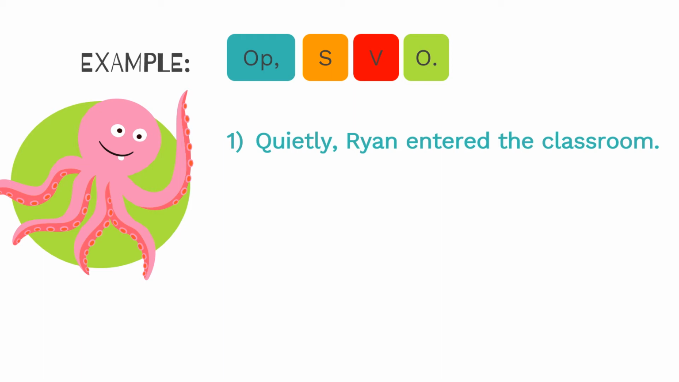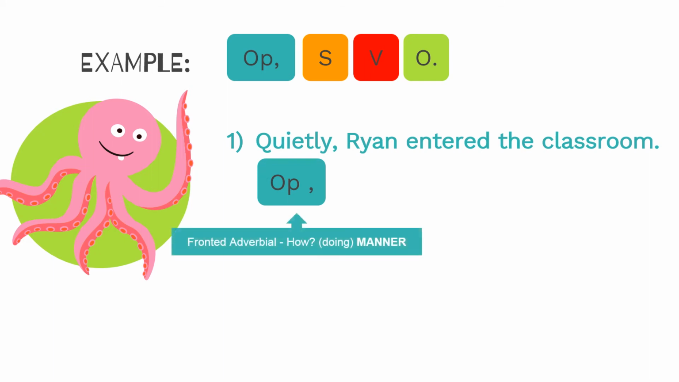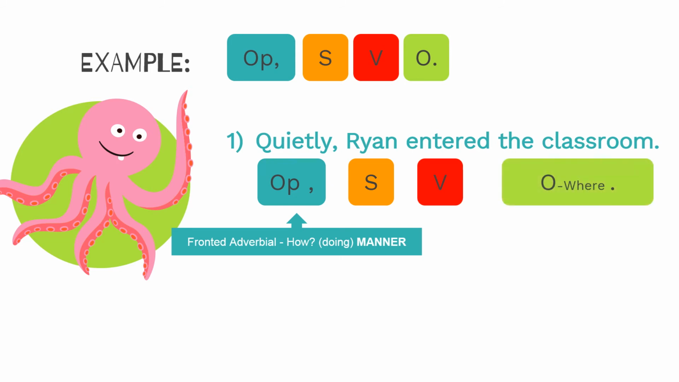Number 1. Quietly, Ryan entered the classroom. In this sentence, our opener is quietly. This is a fronted adverbial telling us how Ryan entered the classroom. It's an adverb of manner. Our subject in this sentence is Ryan, verb entered, and the object is telling us where Ryan entered, and that is the classroom. Quietly, Ryan entered the classroom.